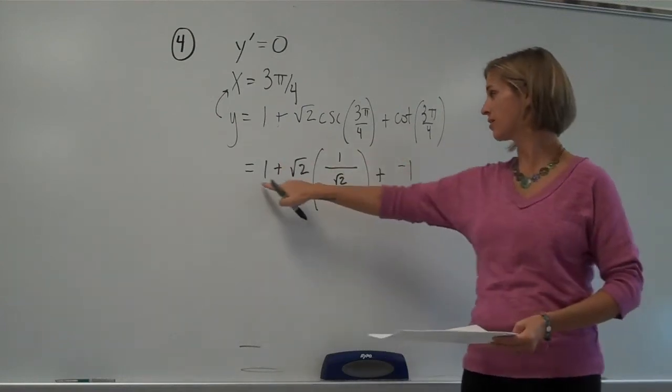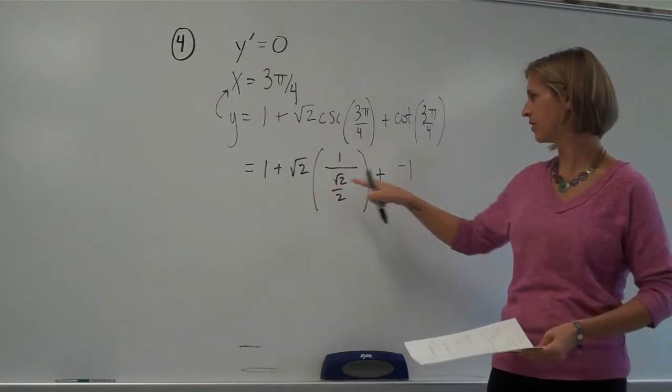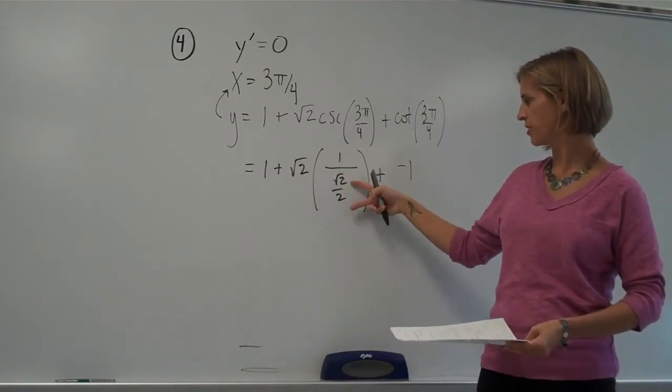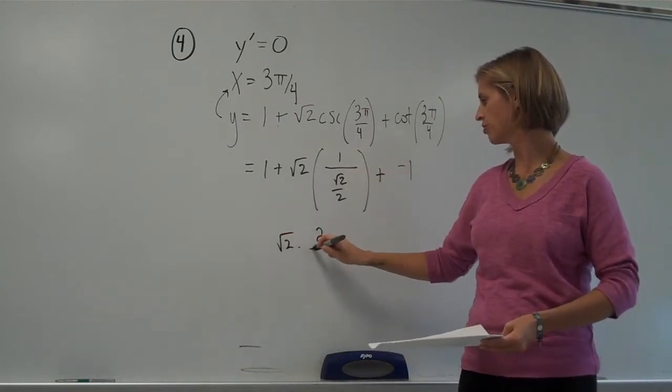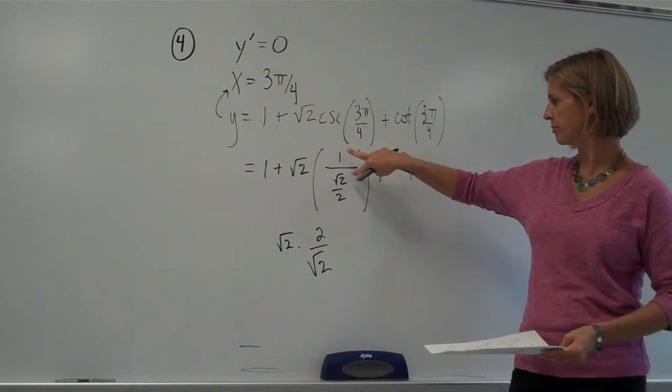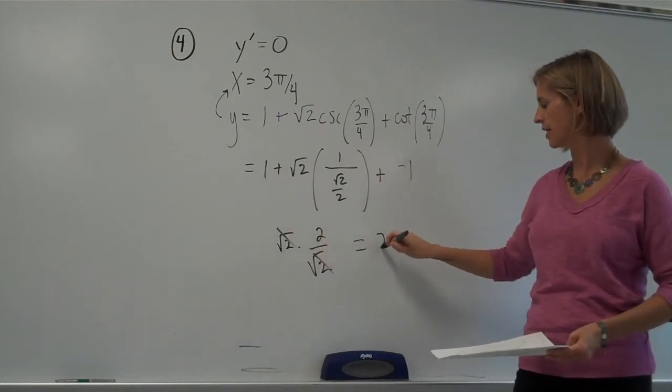So reducing this, the 1 and the minus 1 are going to become 0. This fraction within a fraction is going to flip and multiply. So I'd have root 2 times 2 over root 2. When I flip this and multiply, my root 2's cancel and I get 2.